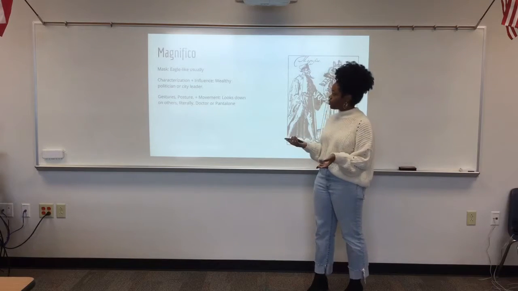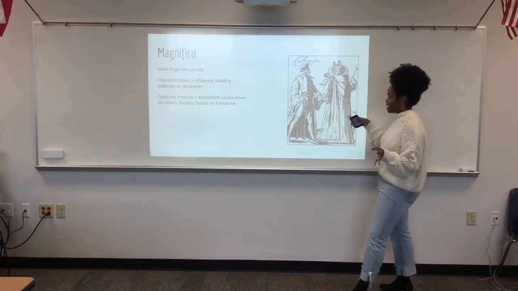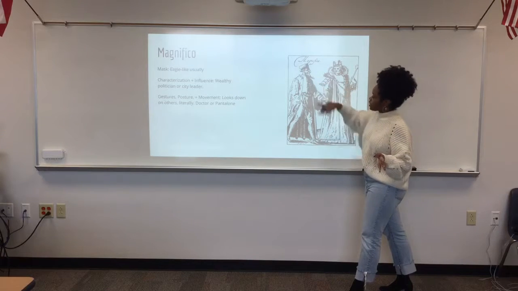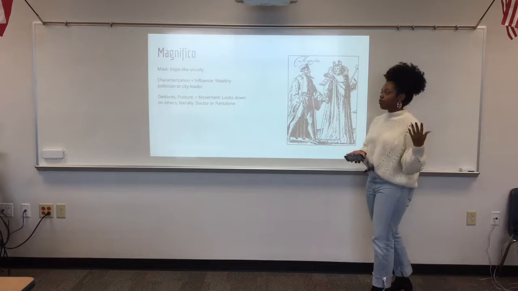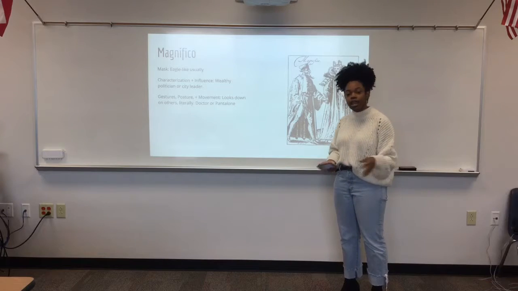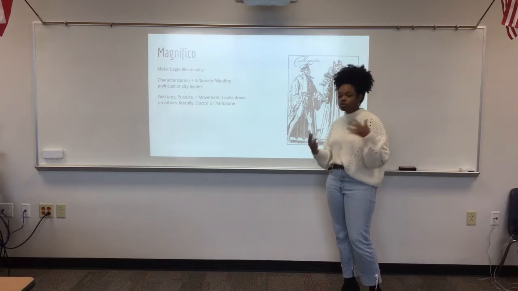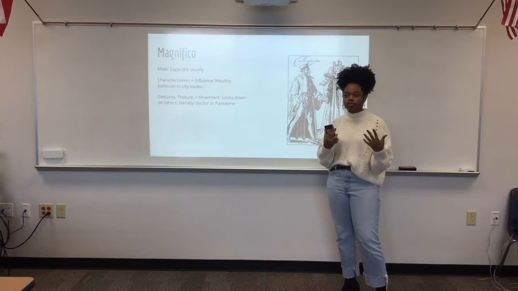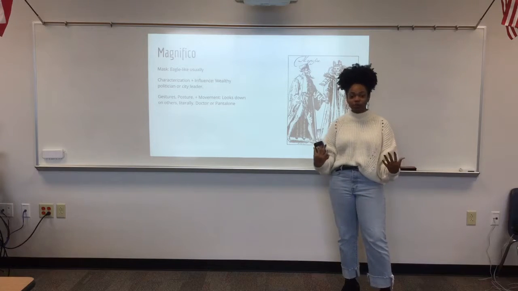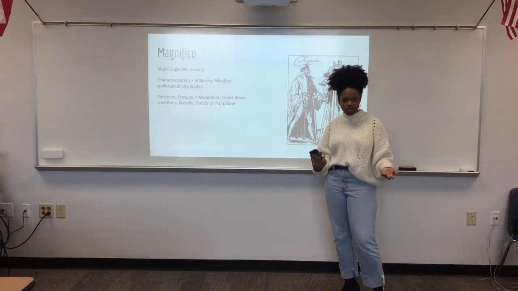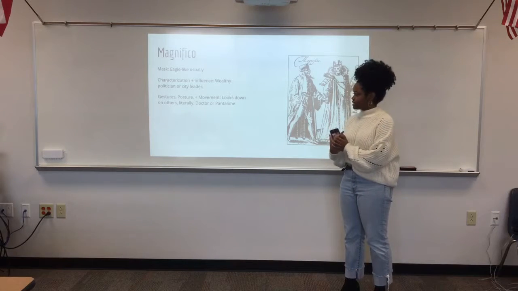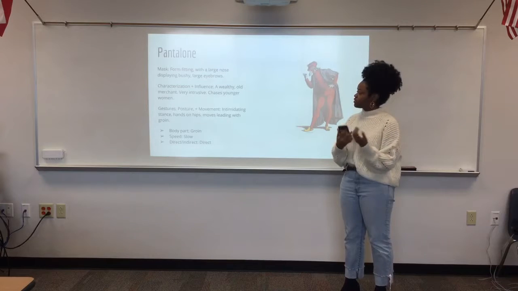Okay, so the Magnifico usually had an eagle-like mask, which you can see in this drawing right here, and they were usually a wealthy politician or city leader, and they had a lot of esteem. Like I said before, this is either the Doctor or the Pantalone, and they tended to chase after younger women, they tended to look down on others, and things like this. Next slide.